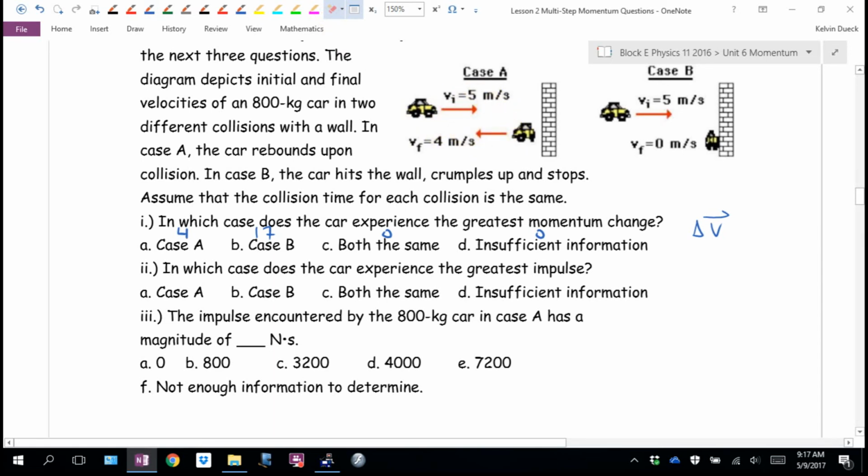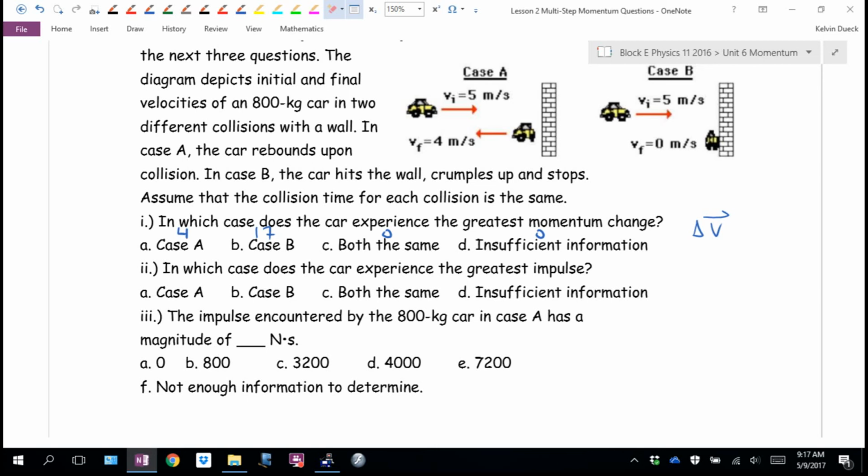No, it's not 1. It's 9, because you have to let one way be positive and one way be negative. You could call it negative 9, you could call it positive 9, but I'm telling you the magnitude of the change in velocity there is 9. What's the magnitude of the change in velocity here? 5. So which one delivered a bigger change in velocity, A or B? Which one delivered a bigger impulse, A or B?